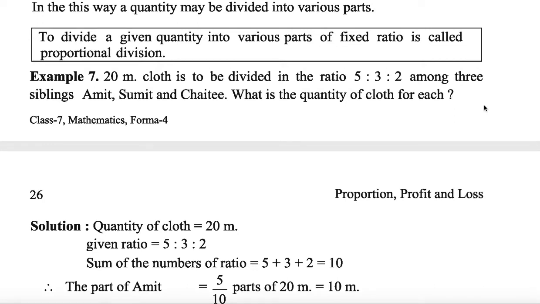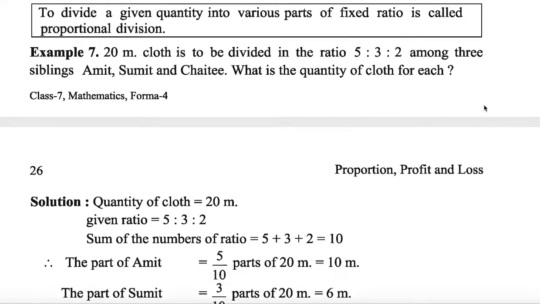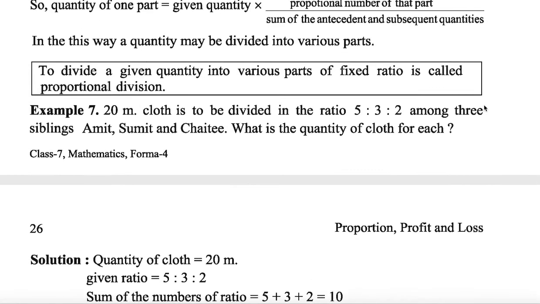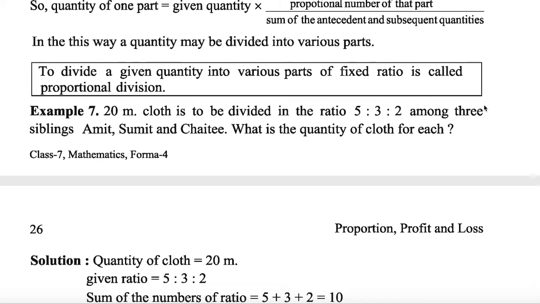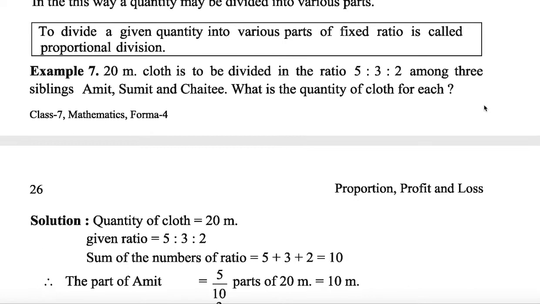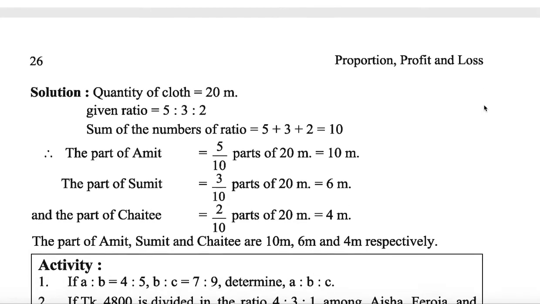That is nothing but 5 meters. 2 by 8 into 20, 1 by 4, 5 meter. But 5 plus 3 plus 2 is not 8, that is 10. Sorry, there I went wrong. So 5 by 10 into 20, 10 meter for Amit. 3 by 10 into 20, 6 meter for Sumit. 2 by 10 into 20, that is 4 meter for Chaiti.